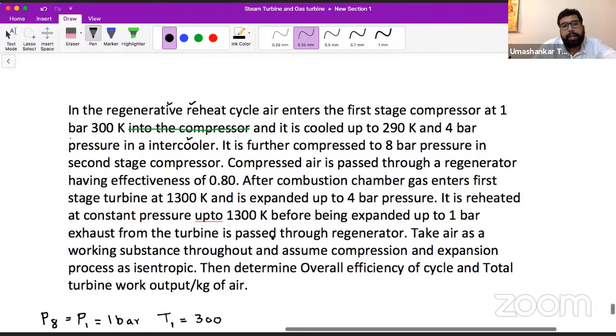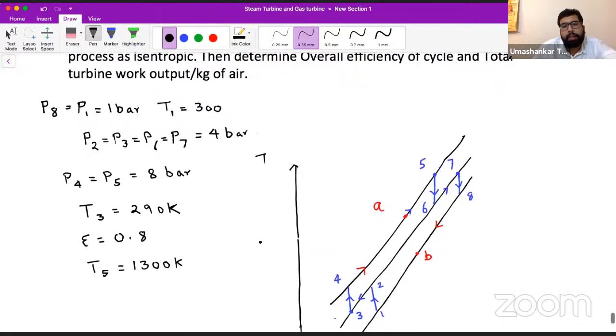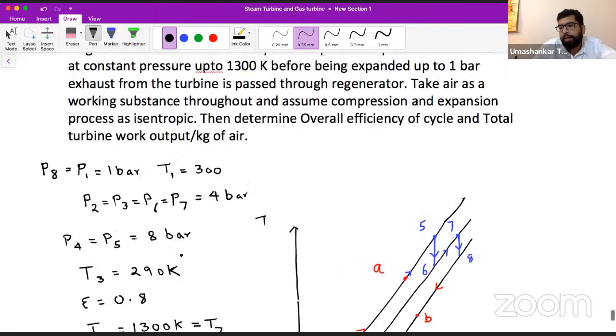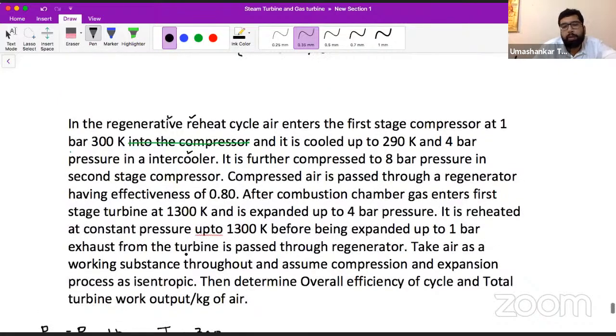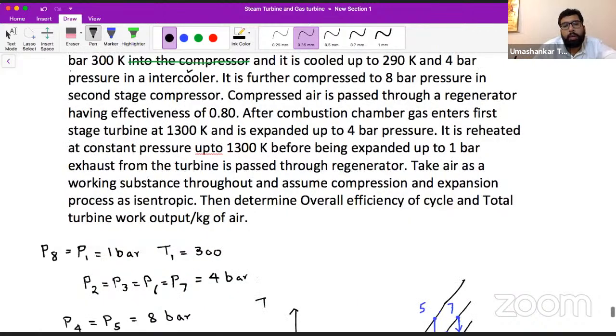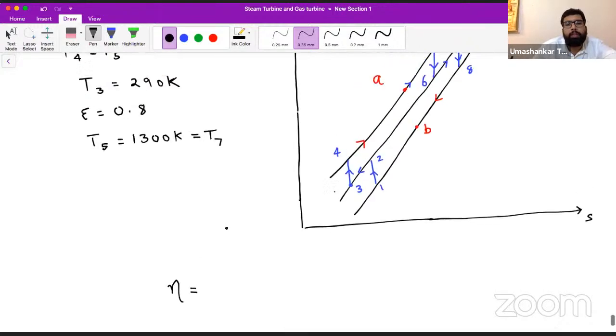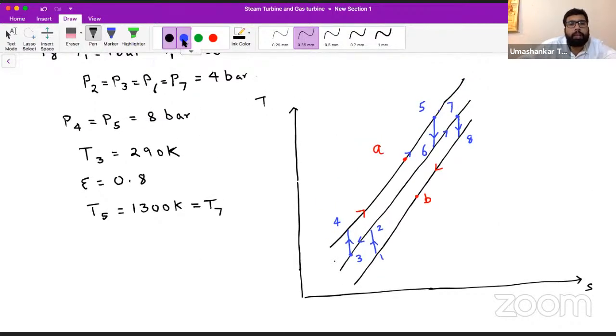It is reheated at constant pressure up to 1300 Kelvin. So we have T7 in this, that is equal to T7 in this. We have 1300 Kelvin. Also this is given. And we have to find the overall efficiency. So before randomly solving the question, let's just write the efficiency so that we come to know what temperature is given to us and what we require.